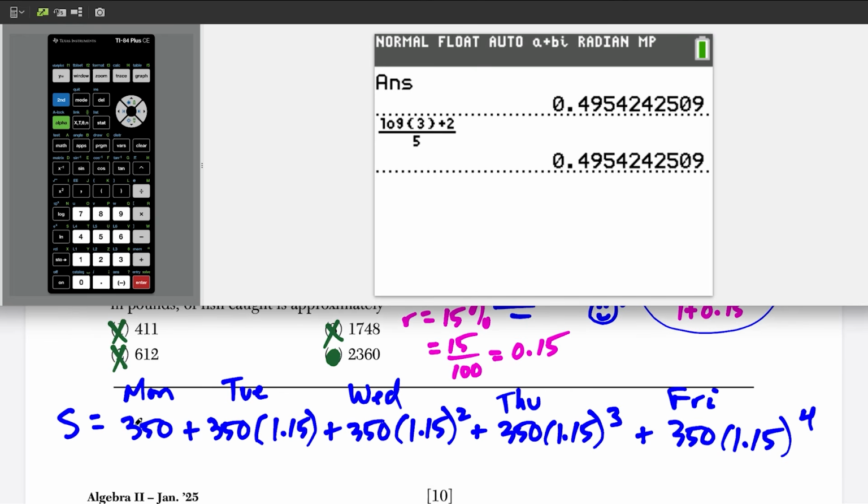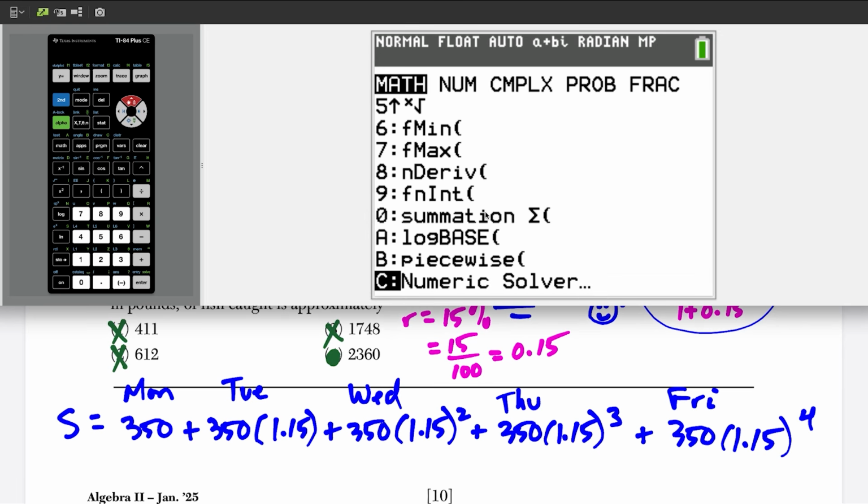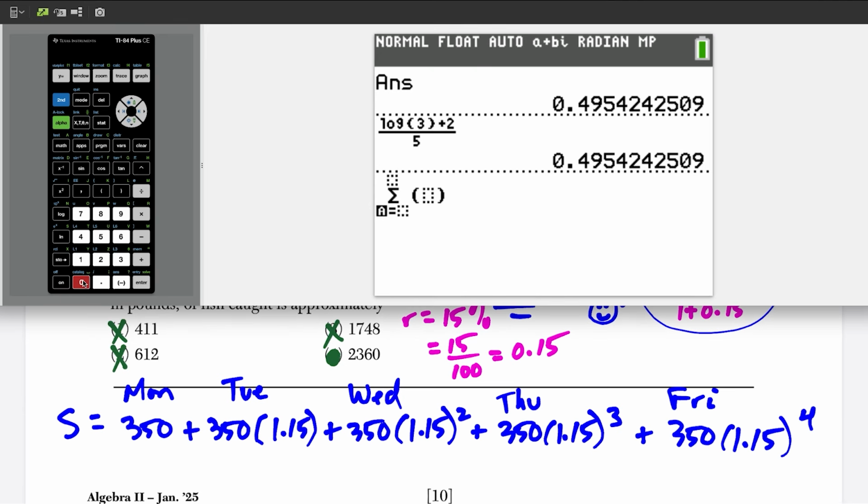Now, you could just type in all of this here, but that might get a little tiring. So you could also press math and go up to summation, option 0. I could use the letter x if I want. So let's say I go from x equals 0 to 4. If I plug in x equals 0, then 1, 2, 3, 4, that's 5 terms, which are going to match the 5 days of the week. For the term inside, I have 350 multiplied by 1.15 to the power x.